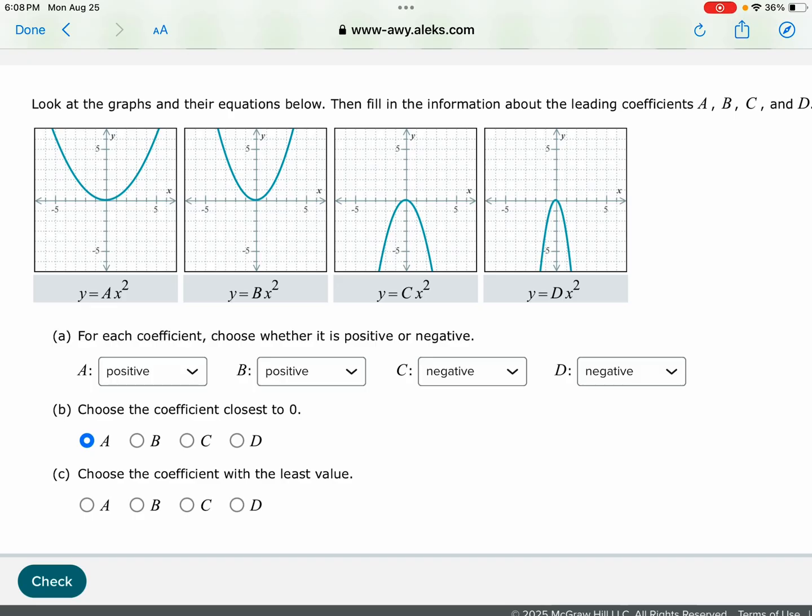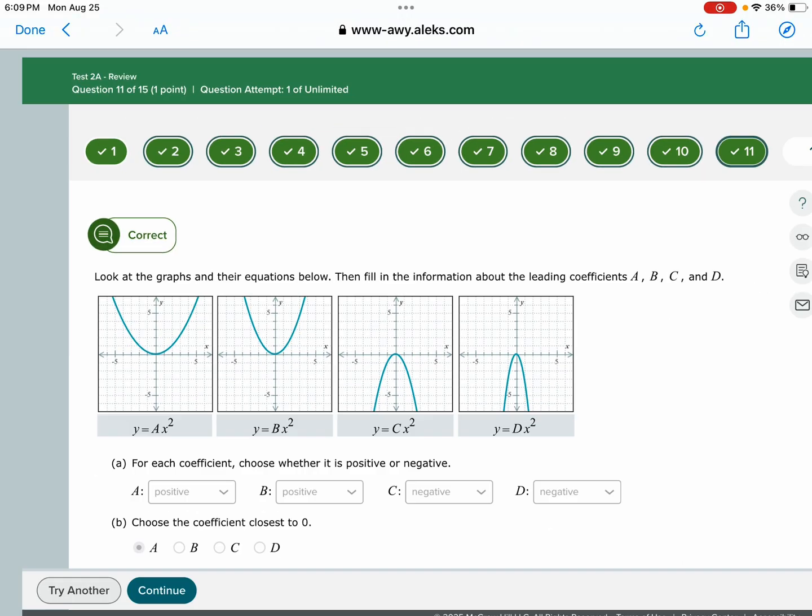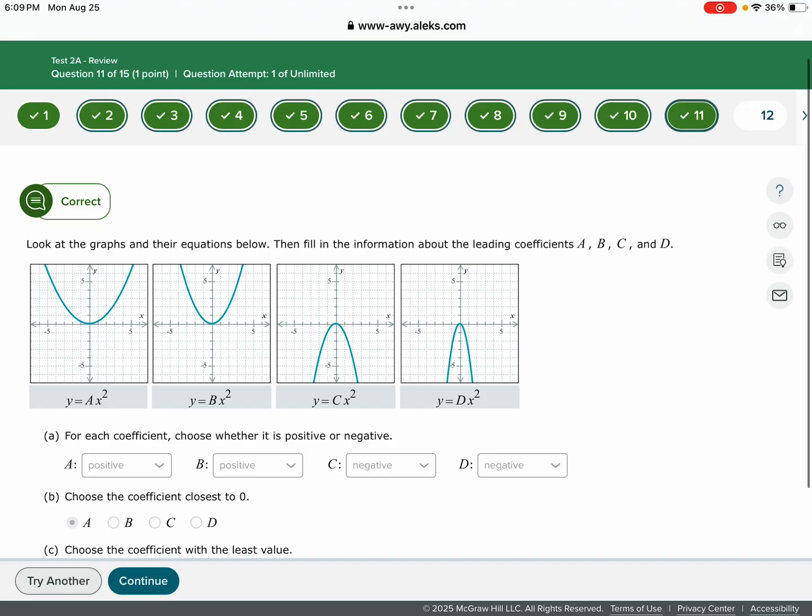And then for C, choose the coefficient with the least value. The least value is going to be between C and D, because we're talking about the most negative. Between C and D, which one is more negative? It's going to be D, because it's a more narrow graph. So it might have a coefficient of -4, while C might have a coefficient of about -1. You can see that it's more narrow and it's downward facing. Let's see if I'm right in all of that. Yep, so we're good. Be sure that you can answer questions like that.